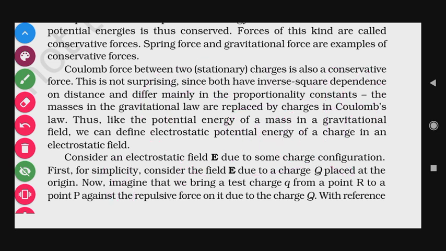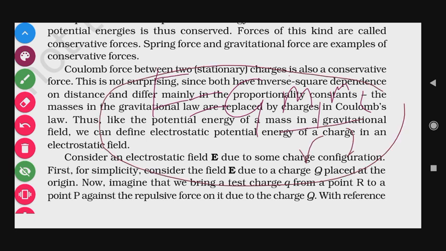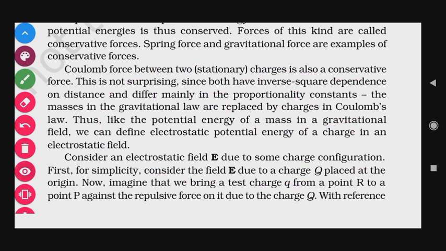If you see, in gravitational force, the formula is, as you know from class 11, G m1 m2 upon r square. So you see that there's a similarity: both follow the inverse square law, and their constant has been replaced by another constant here, and the magnitude of masses has been replaced by the magnitude of charges. So there is a lot of similarity, and you won't be surprised that both are conservative forces. Thus, like the potential energy of a mass in a gravitational field, we can define the electrostatic potential of a charge in an electrostatic field.